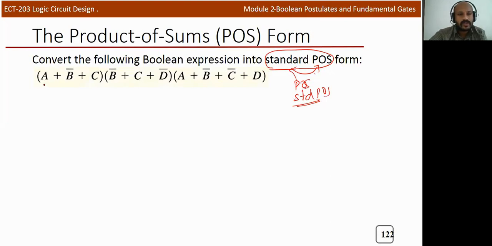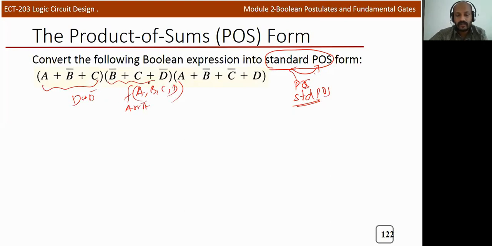So this is the question: (a plus b bar plus c) into (b bar plus c plus d bar) into (a plus b bar plus c bar plus d). So we can identify that the variable domain is a b c d, or it's a function of a b c d variables. But if you observe the first term, there is no d or d bar term. Similarly, if you observe the second term, there is no a or a bar term. So we need to include those also.